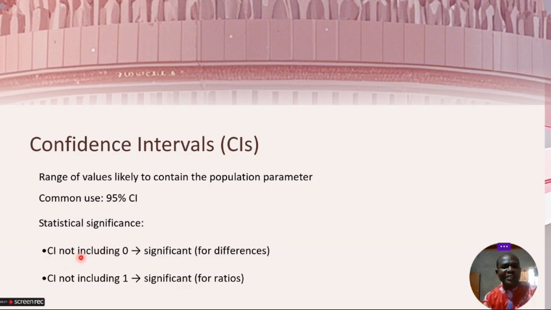Now, a confidence interval that does not include zero is considered significant when we are measuring difference, such as the difference of means. It means when we have the interval, we check whether we have zero within this interval. If there is no zero, or it is not inclusive of zero, it simply means that the difference is significant. So a confidence interval not including zero is considered significant, while in the case of a ratio, an interval that does not include one is also considered significant.